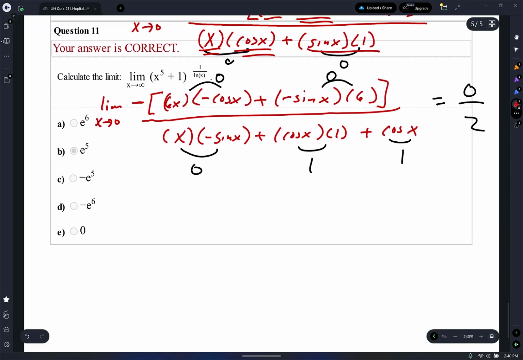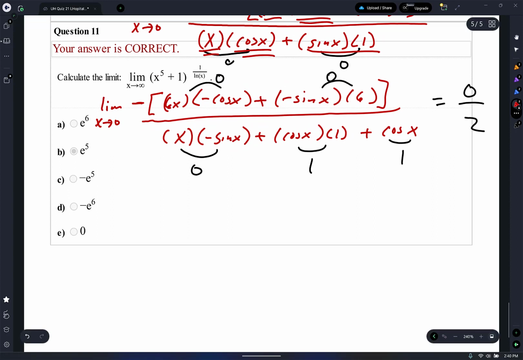All right, here we go. This is the hardest question in here. Infinity raised to the 0. That's indeterminate form. Look, as x approaches infinity, x to the 5th power plus 1 is infinity. And then 1 over ln of x: as x gets larger, ln of x gets larger, but 1 divided by a large number is 0. Does that make sense? So what you have here is infinity raised to the 0.